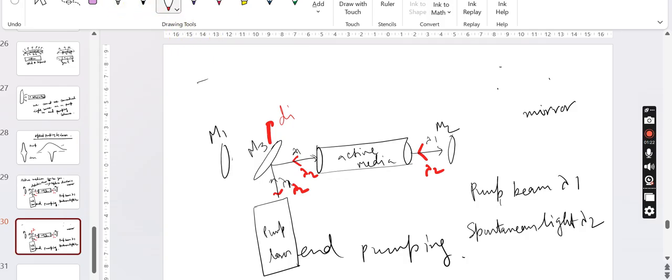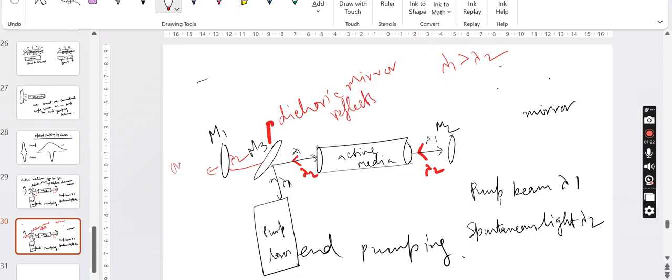But in that case, lambda 2 will not go there. The dichroic mirror only reflects lambda 1 and transmits lambda 2, where lambda 1 is greater than lambda 2. It reflects, and we will get an output.